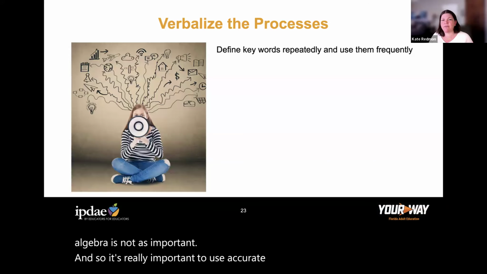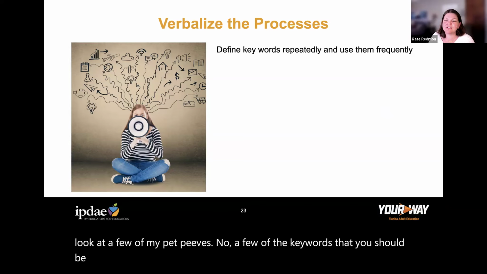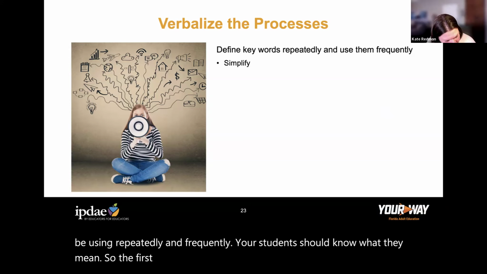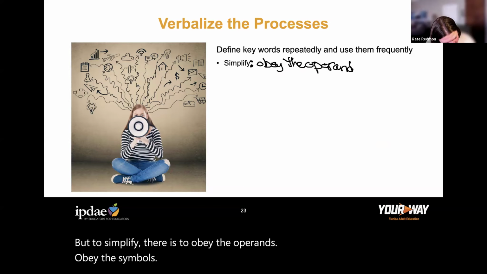So let's look at a few of my pet peeves. No, a few of the keywords that you should be using repeatedly and frequently. Your students should know what they mean. So the first one is simplify. We already talked about that. But to simplify there is to obey the operands, obey the symbols, to create the most compact form of an expression.